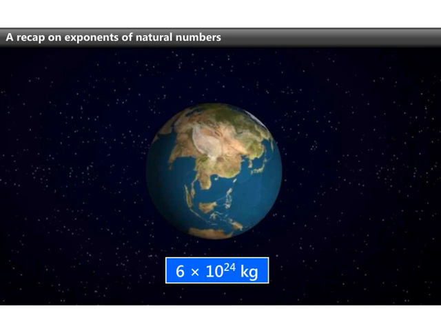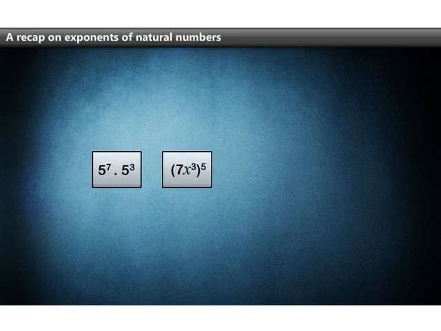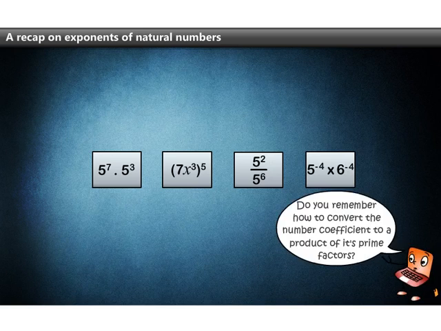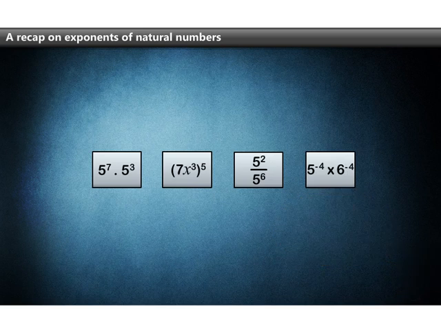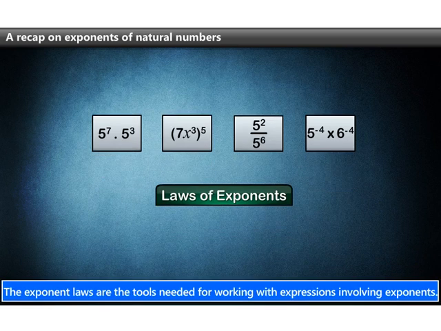Now, observe the following numbers. 5 to the power of 7 into 5 to the power of 3. 7x cubed to the power of 5. 5 square divided by 5 to the power of 6. 5 raised to the power of minus 4 into 6 raised to the power of minus 4. Do you remember how to convert the number coefficient to a product of its prime factors? Yes, we can solve them by using the laws of exponents that we have studied in our earlier classes. The exponent laws are the tools needed for working with expressions involving exponents. They are stated precisely as given below.